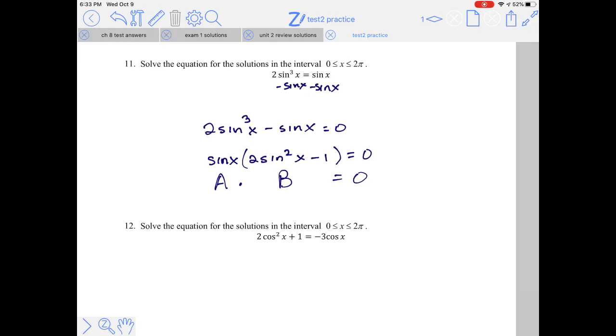So we got to solve for either one of them being 0. So sine x has to equal 0, and the other one has to equal 0. So sine x equals 0 or 2 sine squared x minus 1 equals 0. We got to solve both of those equations separately. And this really is no different than what you did back in 1050 when you were solving quadratic equations. When you had two factors that equal zero, you separated them, set them equal to zero, and solved it.